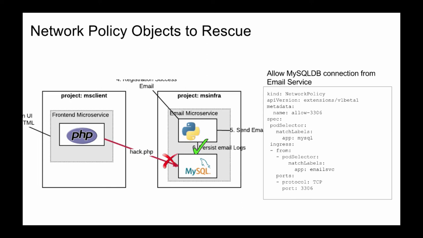You would say that for this pod, and I have applied this label, app equal to MySQL, to this pod, I would allow ingress only from the pods that have the label app equal to email service, which is this pod. They will be allowed to make calls to this pod, and all other calls will be rejected. That's how the call from this hack PHP will be rejected. Let's apply that and see what happens.